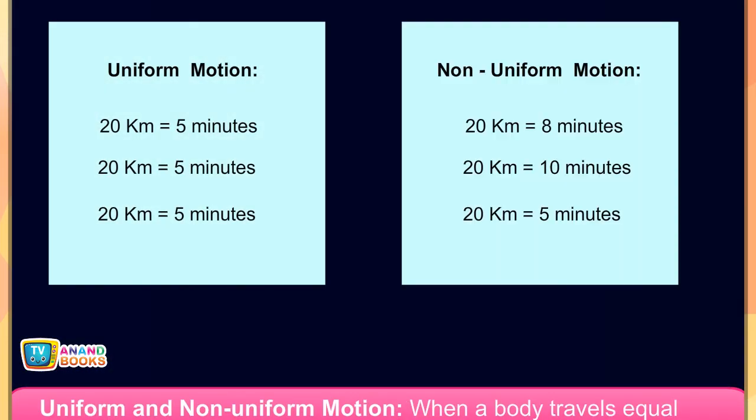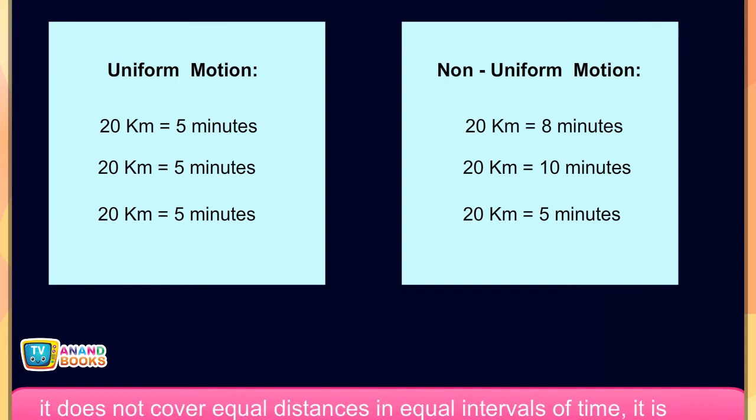Uniform and non-uniform motion. When a body travels equal distances in equal intervals of time, it is in uniform motion, and when it does not cover equal distances in equal intervals of time, it is in non-uniform motion.